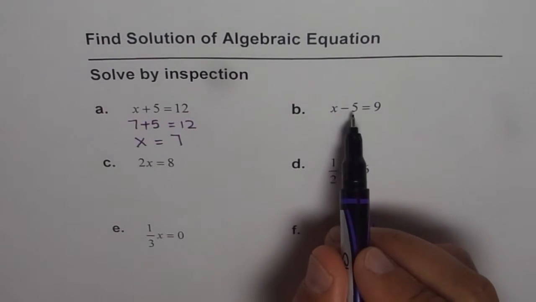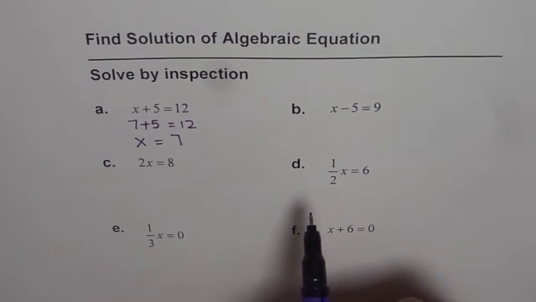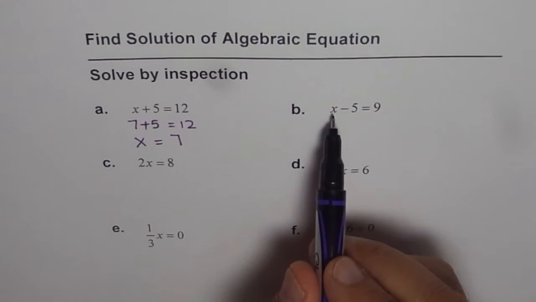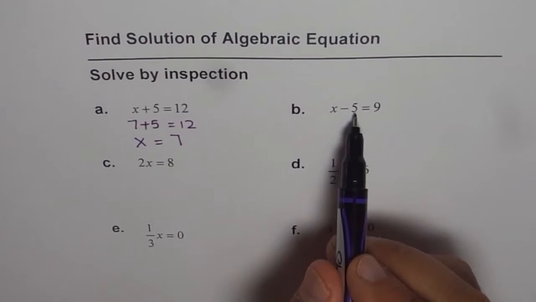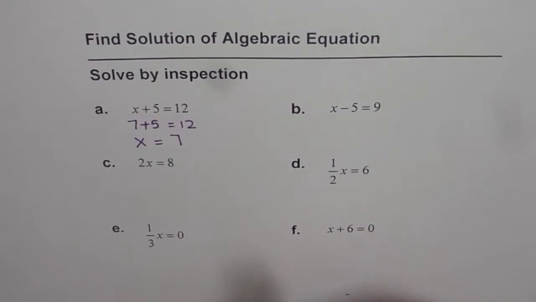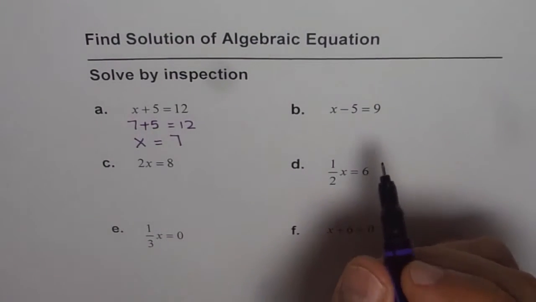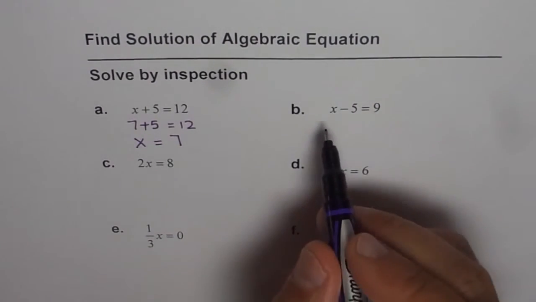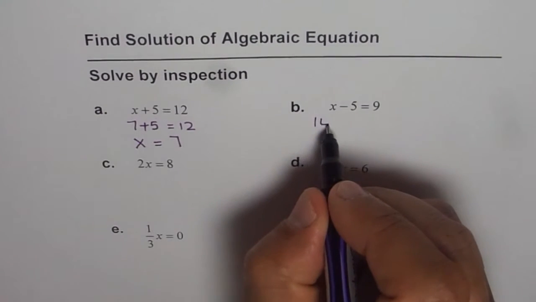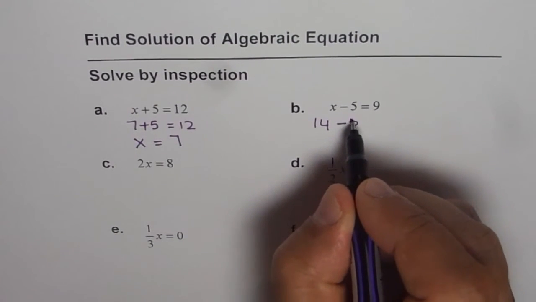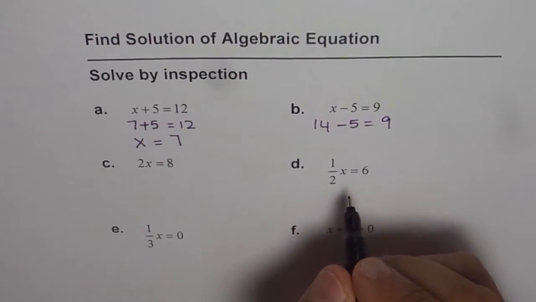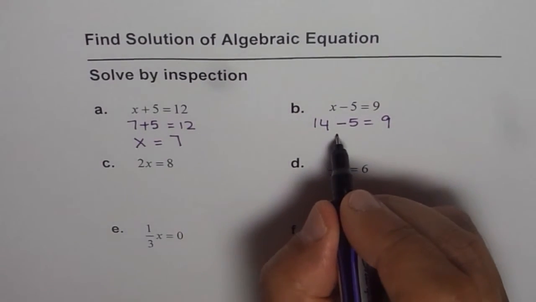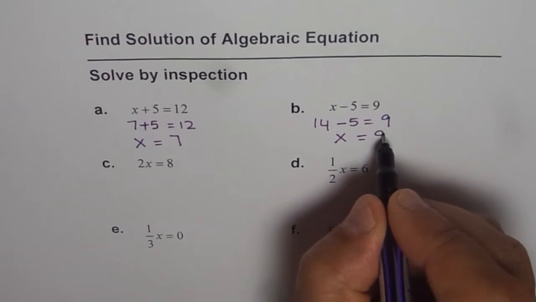x minus 5 equals 9. That means x has to be greater than 9 by 5. So you can inspect and think about the number. Well, it could be what? 9 plus 5 is 14. We could write this as 14, and you can test it out. 14 minus 5 is how much? 14 minus 5 is really 9. And therefore, solution of this equation is x equals 14.